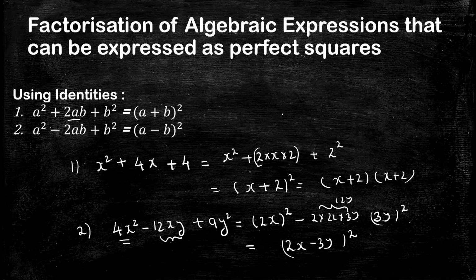Here we were trying to get the perfect squares. We checked if the identity of these squares could be applied. If there's a plus sign, then it is a plus b the whole square, and if there's a minus sign in the middle term, it is a minus b the whole square. This can be applied if you have three terms in the polynomial, if it's a trinomial.